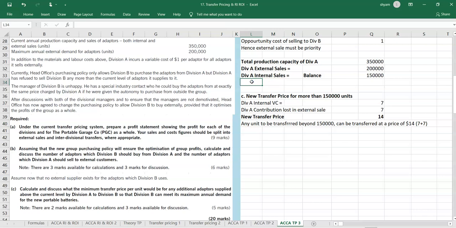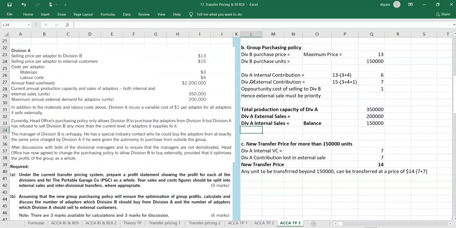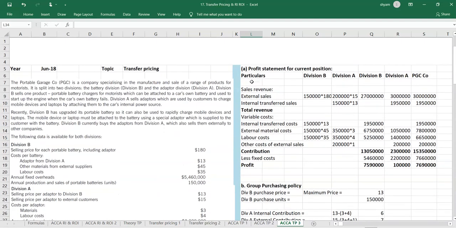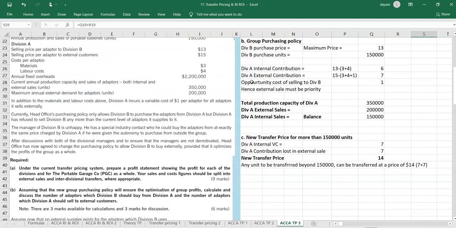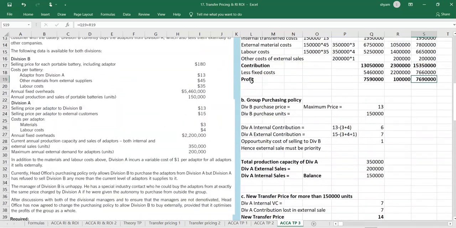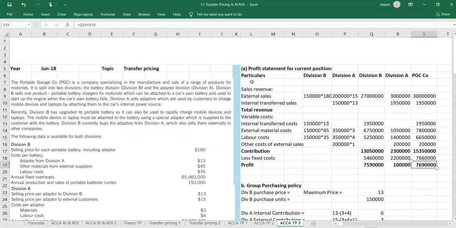So that's about this problem. Hope you got an idea about how to work out this problem. Working out, it's straightforward in requirement A. From requirement B onwards, it becomes a little bit complicated, but you have to work it out, there is no other option, because you might get this kind of question in an exam and you have to answer it. So that's about the concept here. We'll end the transfer pricing.